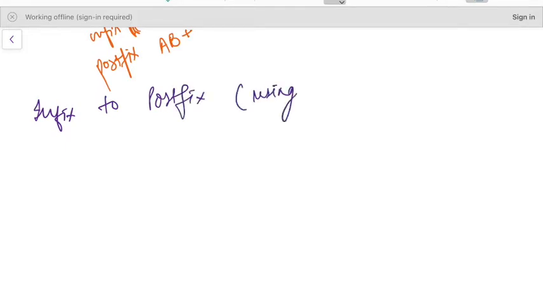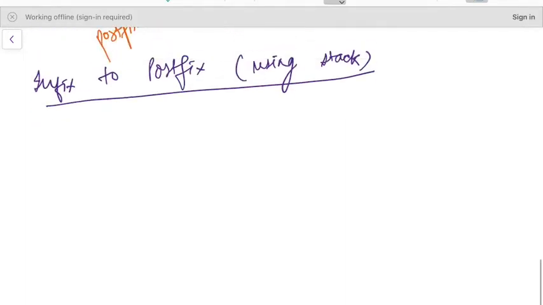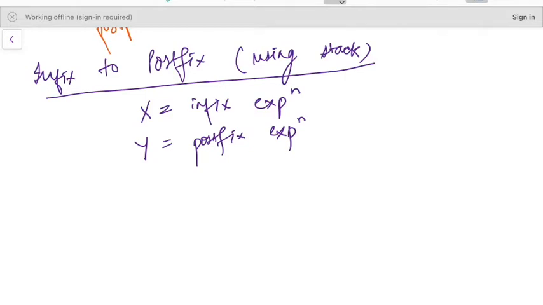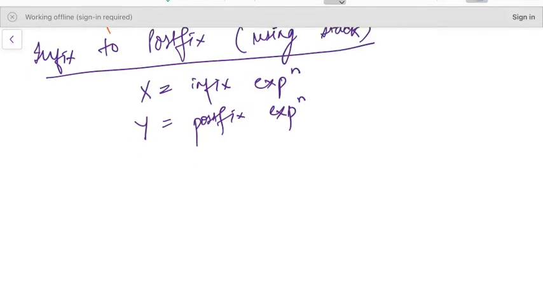So let's say, infix to postfix using stack. Let's say the given infix expression is x. So this is the infix expression, and the output, or the postfix expression, we get in y. So this is the resultant postfix expression. So there are some assumptions while we do the steps.